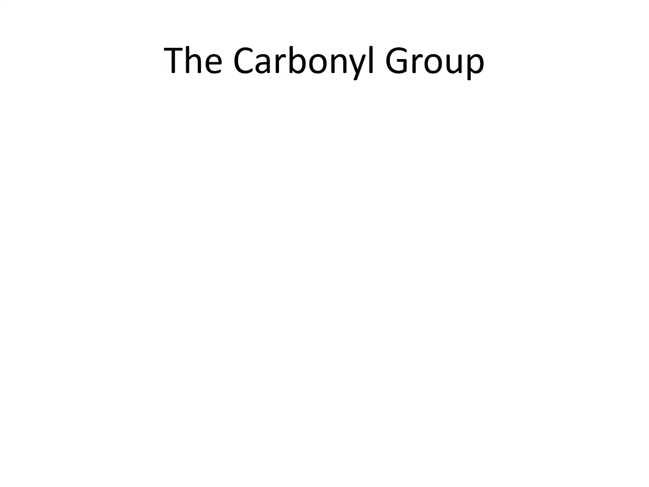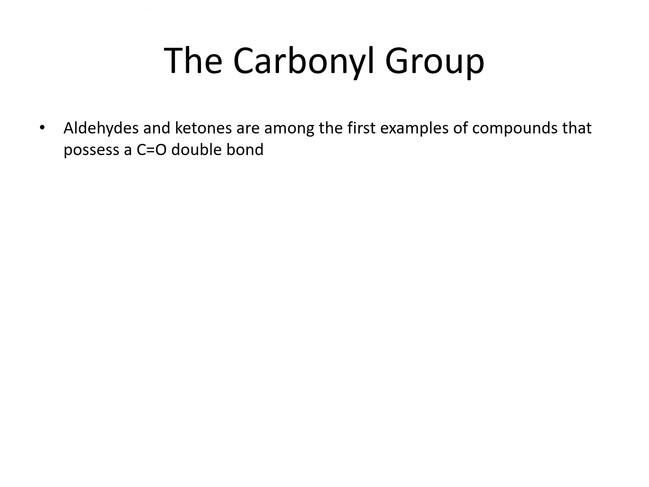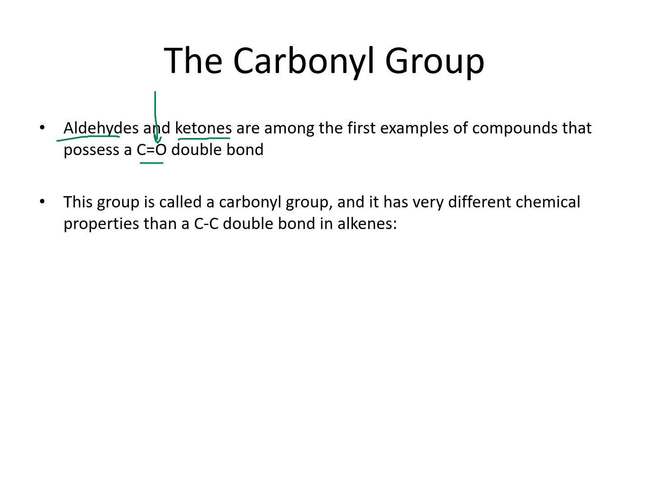Before we get to our lesson today in our two molecules, we have to talk about something called the carbonyl group, which in fact is going to create our two molecules today. So let's do that. Aldehydes and ketones, which are the two molecules we're going to be learning about, are the first example of compounds that possess a C=O bond, a carbon-oxygen double bond. And this is what we're calling the carbonyl group.